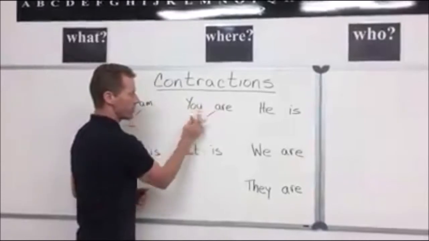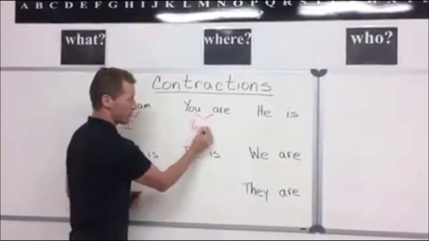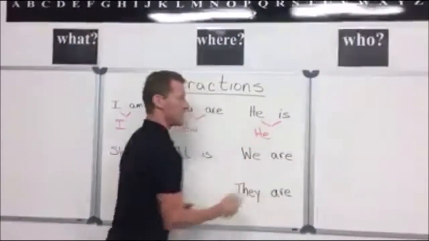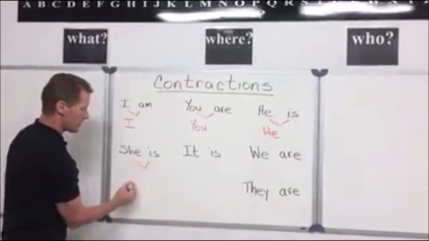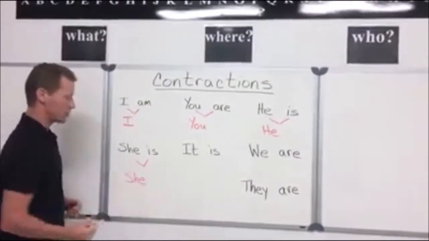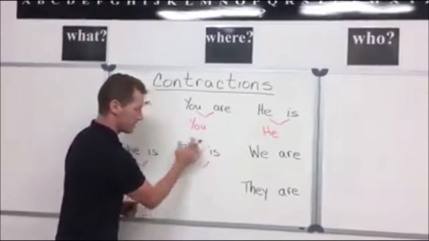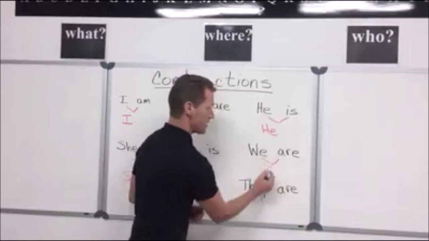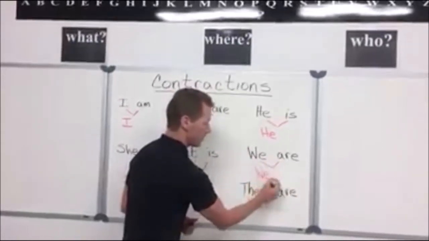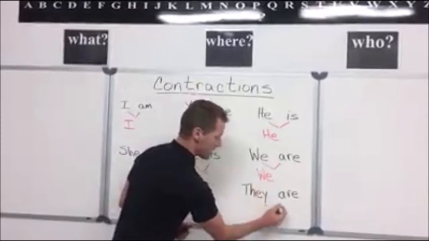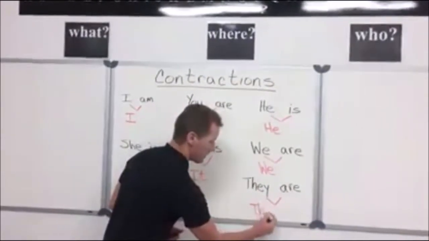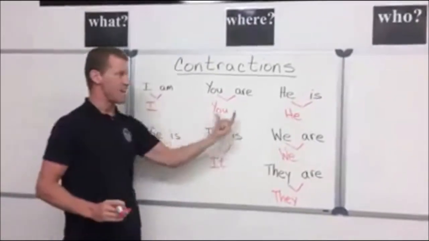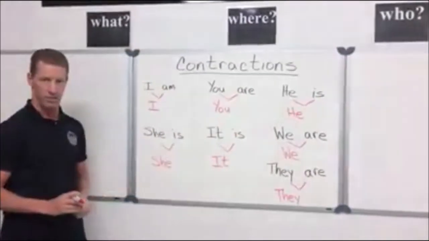You, contraction, you. He, contraction, he. She, contraction, she. It, contraction, it. We, contraction, we. They, contraction, they. Okay? So remember, the subjects never change in the contraction.